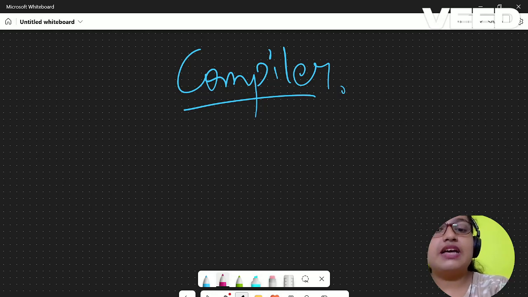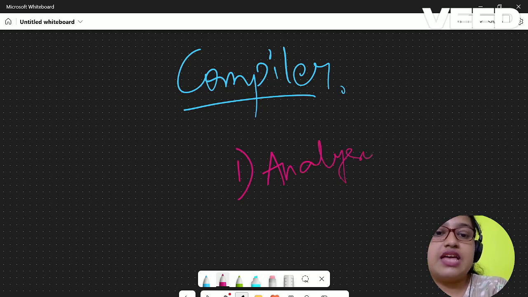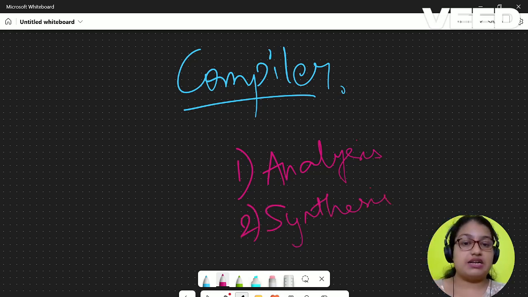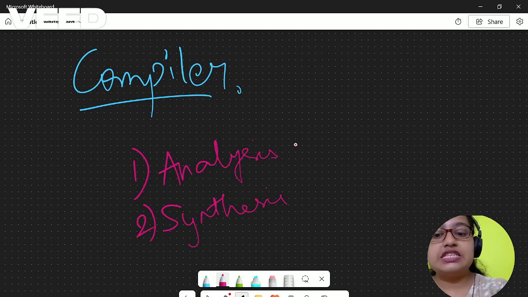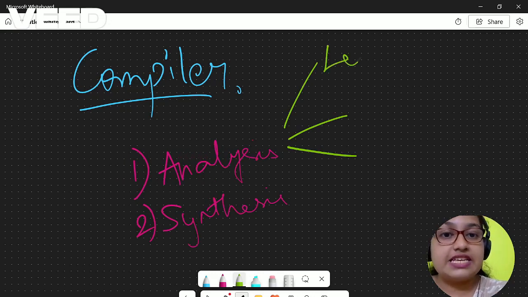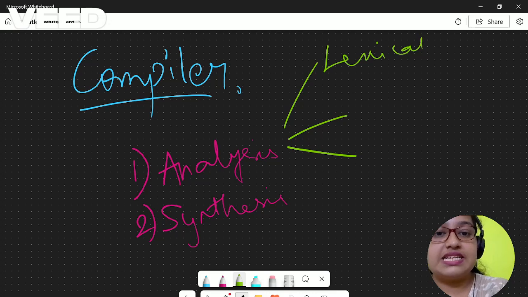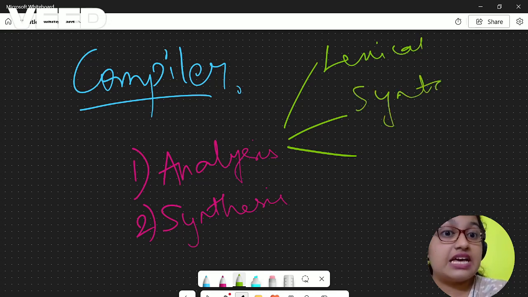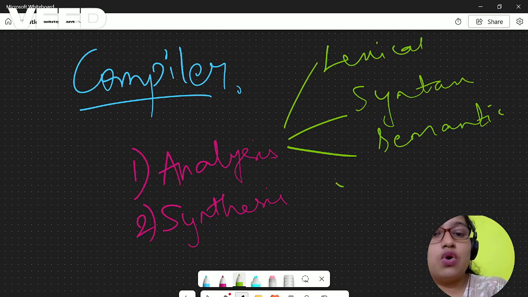The compiler has two parts. The first one is the analysis part, and the second one is the synthesis part. Again, this analysis part is divided into three. Here we have lexical analysis, syntax analysis, and semantic analysis, and in between we have another phase which we call the intermediate code generator.